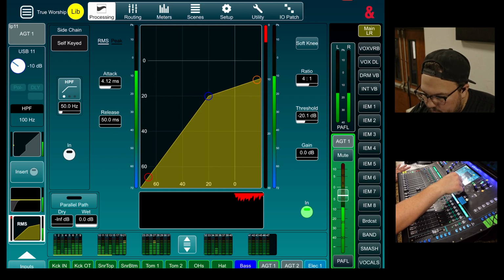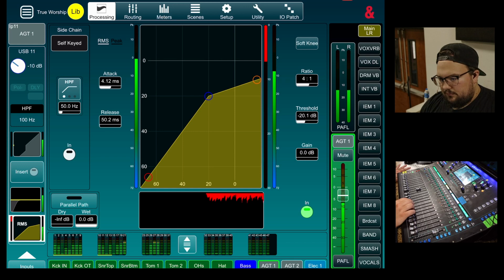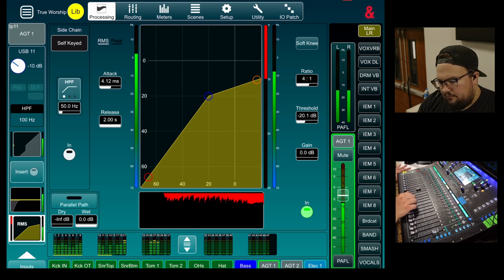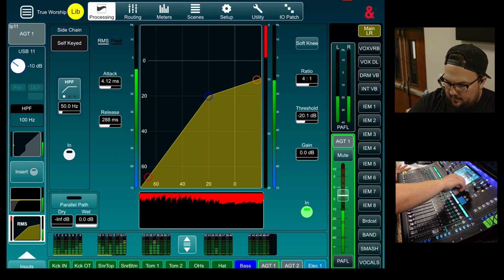So let's crank the release up to super fast. And then slow it down. Go back up again.